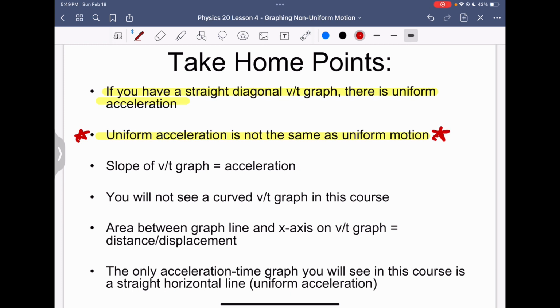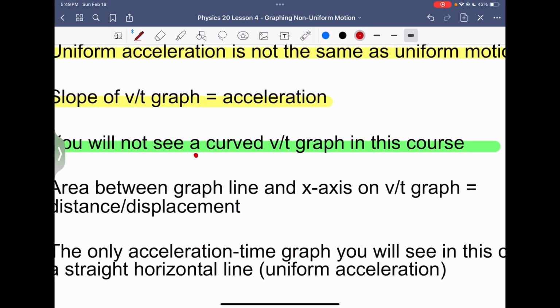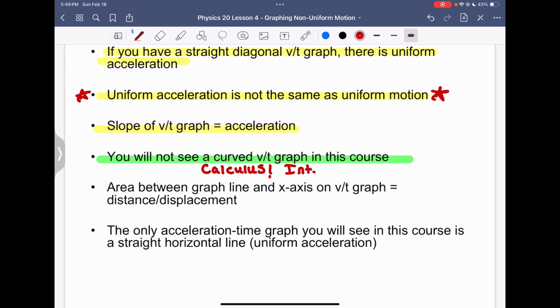The slope of a v versus t graph equals acceleration, another great point. We're not going to see a curve on v versus t. The reason is because this revolves around calculus. So if you want to write a note to yourself, this revolves around calculus, or more specifically, integrals. We don't have the skills for that, so we don't want to do that. The area between the graph line, aka the bold line, and the x-axis on a v versus t graph equals the distance and displacement. Really critical for any sort of assessment, including unit tests.